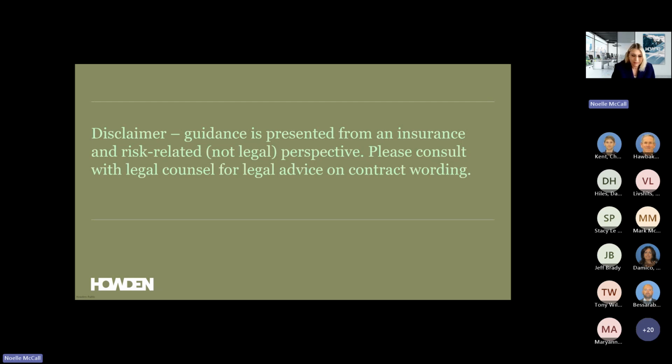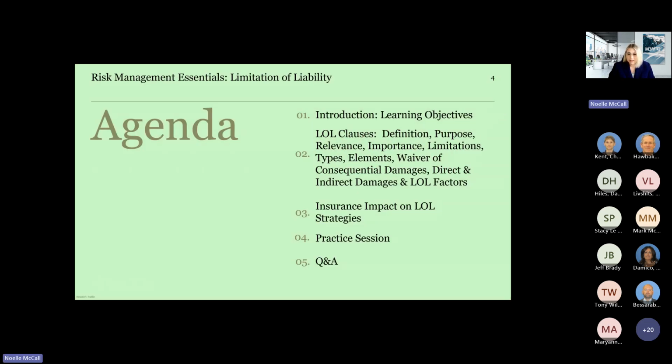So let's go. For today's agenda, we'll be going over the following. We'll start with an introduction of our 4 learning objectives. We'll look at limitation of liability clauses in a number of different facets. So we'll look at the definition of what that is, the purpose for their use, why they're relevant and important, some limitations on the use for LOLs, different types of LOLs, elements, waivers of consequential damages, direct and indirect damages, and different limitation of liability factors.